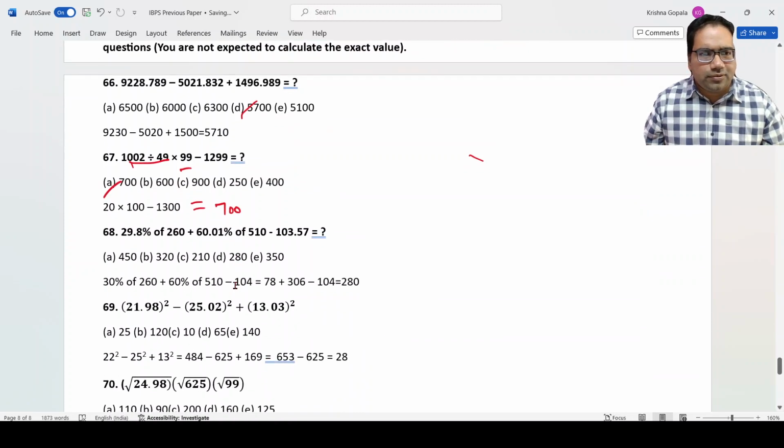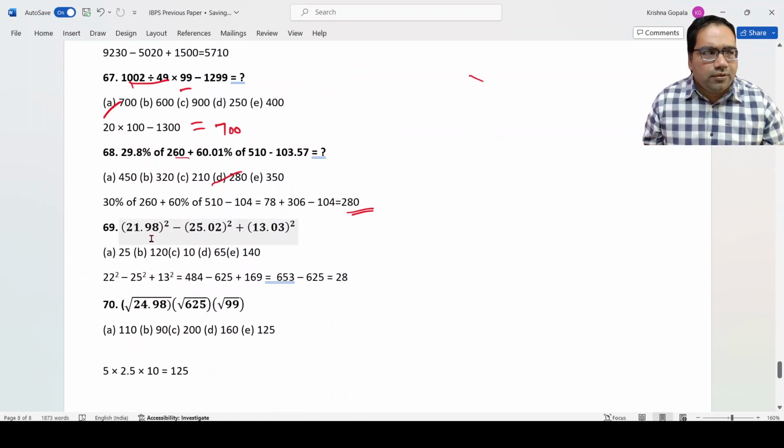29% of 260, we'll directly assume as 30% of 260. 30% of 260 plus 60% of 510 minus 104. 30% of 260 is 78, right? 60 plus 18, 78. Plus 60% of 510 is 306. Minus 104. 306 minus 104 plus 78. This is 280. Right? This is also a very easy problem. 280 is the correct answer.